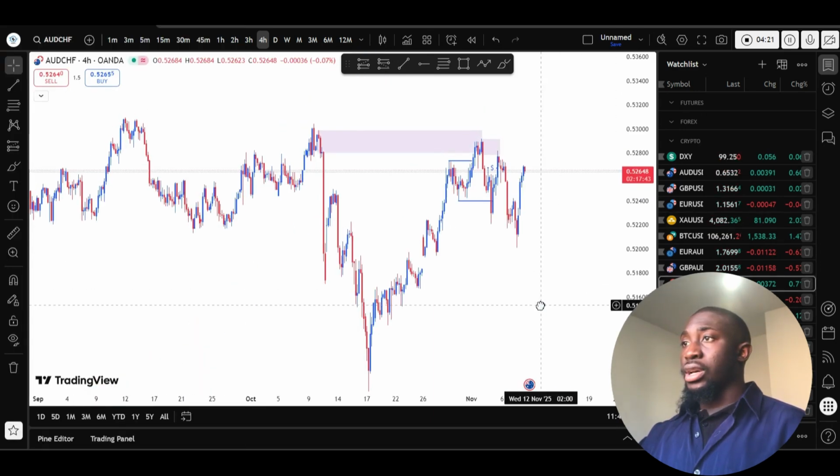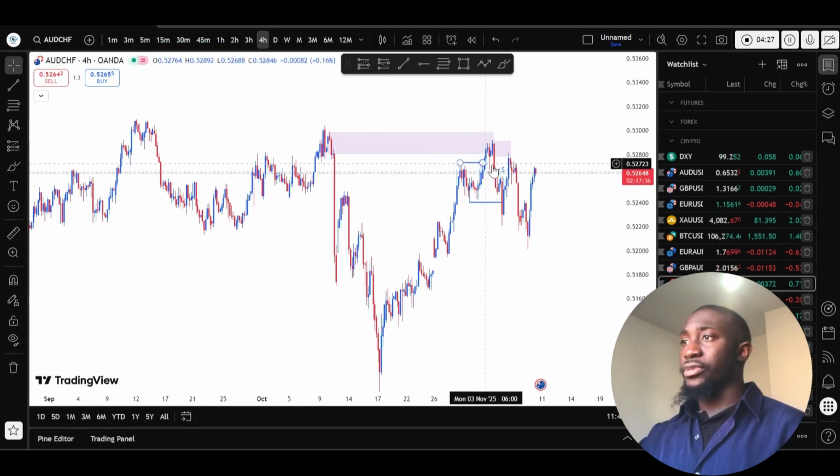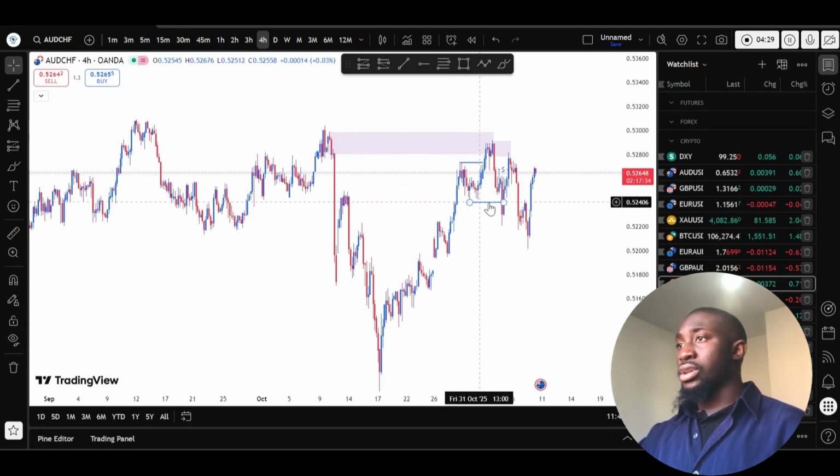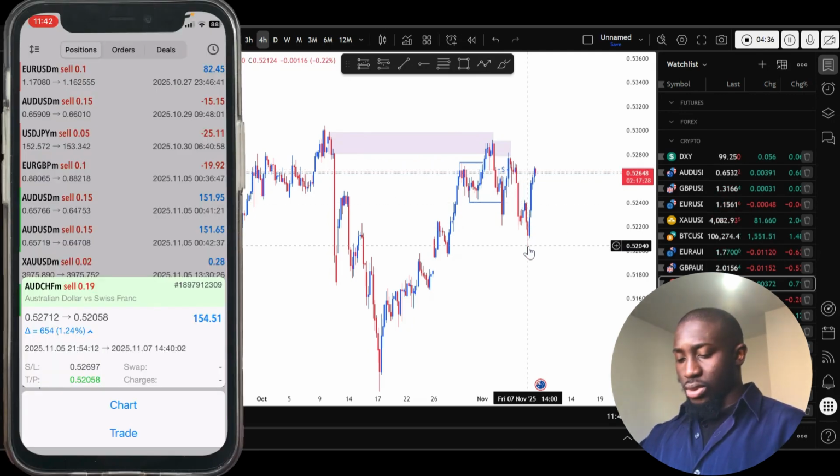AUD/CHF, I sold from this area. As you can see, it is a selling structure. After giving my full break of structure, change of character, pullback to sweep liquidity, I just sold from this area. TP hit 1/3. That was how I was able to make that.